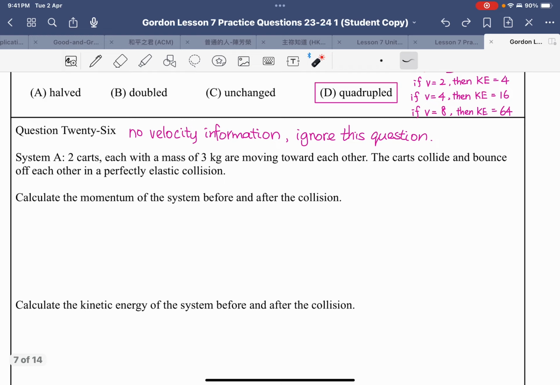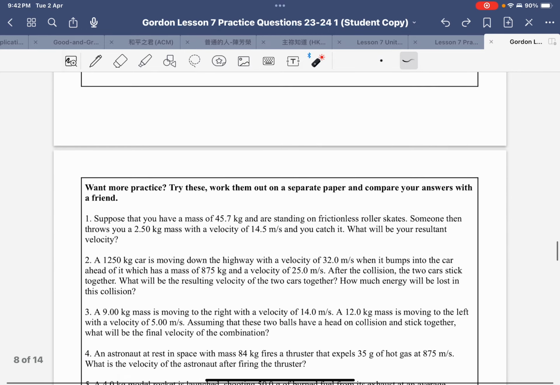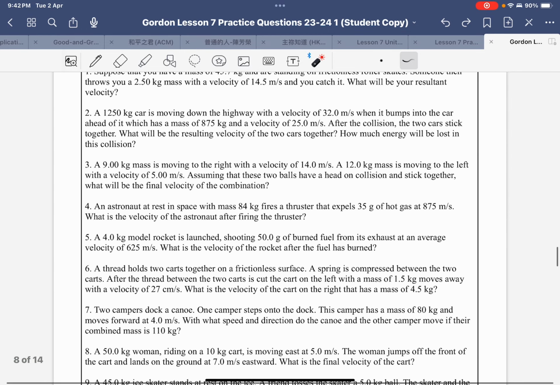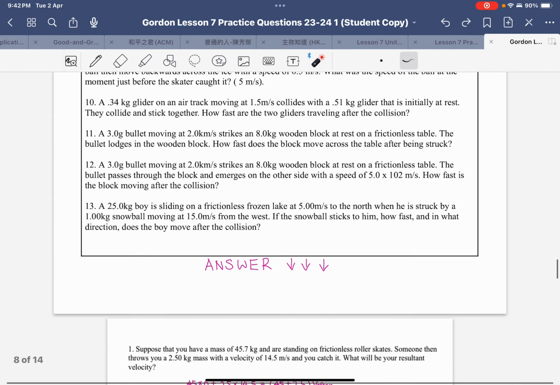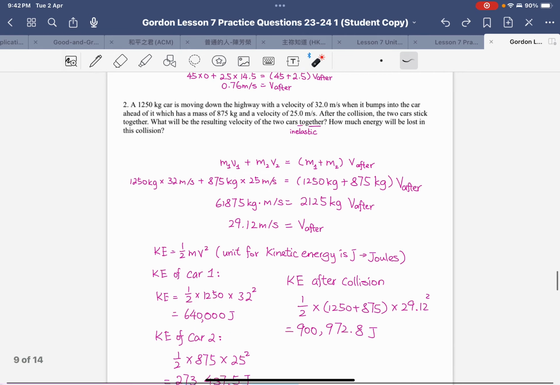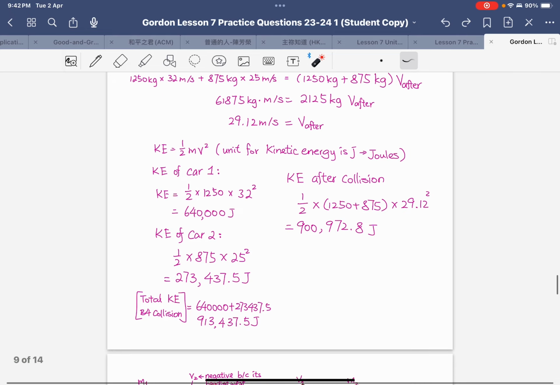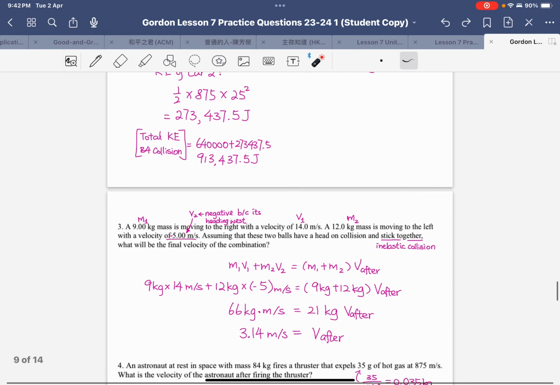Question 26. There isn't actually any information about velocity, so I'm going to ignore this question because I don't have enough information for calculating momentum for collision. So ignore that. These are a lot more questions for you to work through. I'm getting really tired, so I will not verbally go over all these questions. I try to put in my working as detailed as possible. Hopefully that's enough for you to understand.